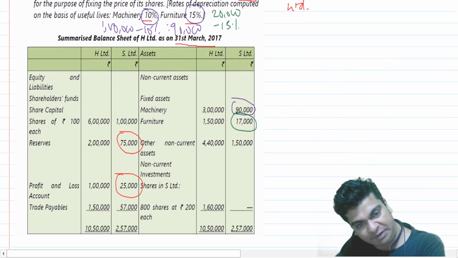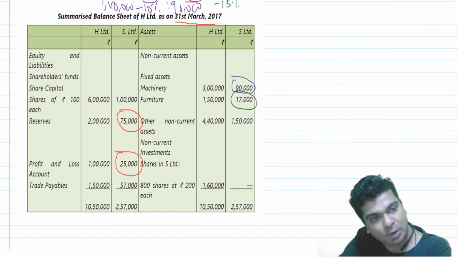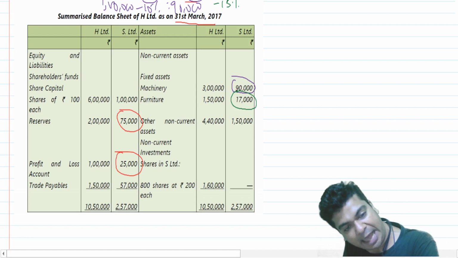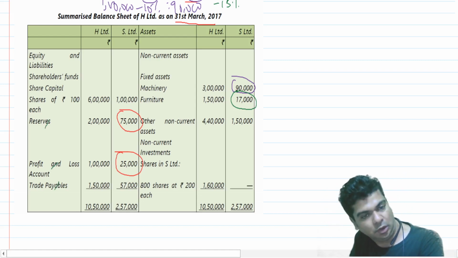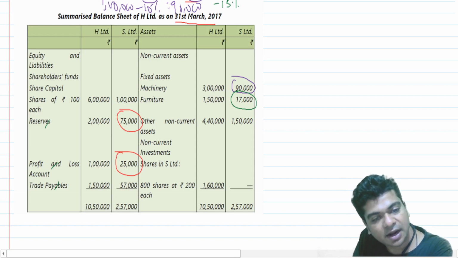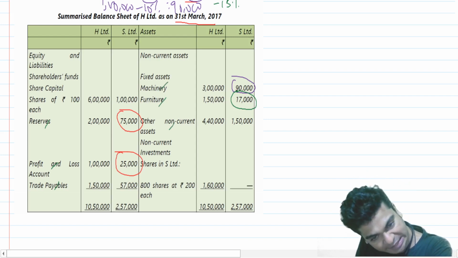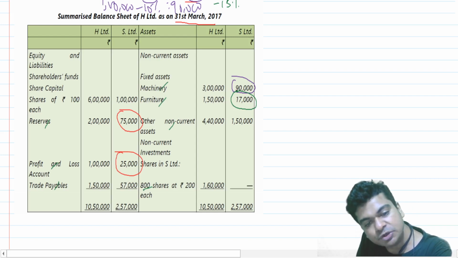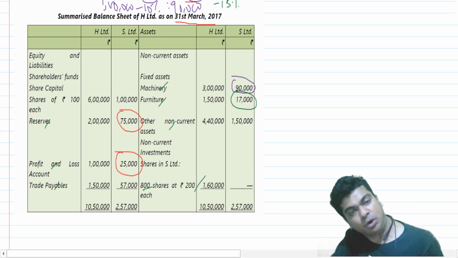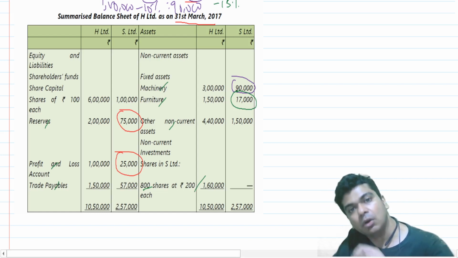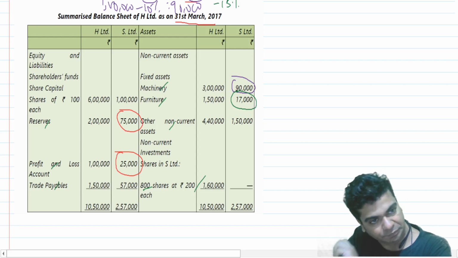And finally, they have given us the balance sheets. Yes, let's do a plain reading of the balance sheet. They have given us the share capital, the reserves, the P&L, the trade payables. On the asset side, we have machinery, furniture, other non-current assets, and shares in S Limited. We have purchased 800 shares. Our cost of investment is 1,60,000. Based on all this, we are supposed to prepare the consolidated balance sheet.